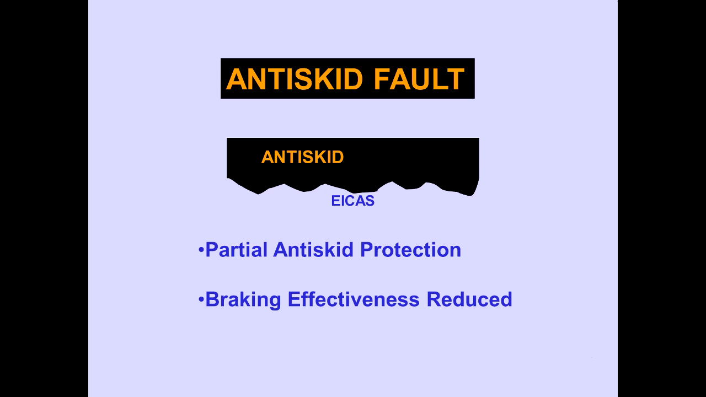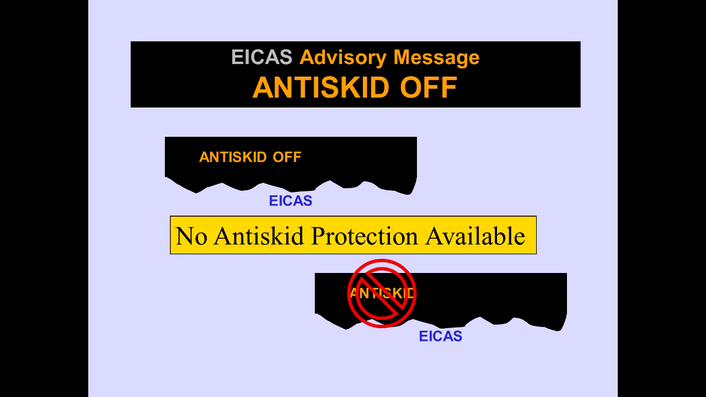With an anti-skid fault, only partial anti-skid protection may be available, and braking effectiveness may be reduced. The EICAS advisory message, ANTISKID OFF, is displayed when there is no anti-skid protection available. The EICAS advisory message, ANTISKID, is inhibited.